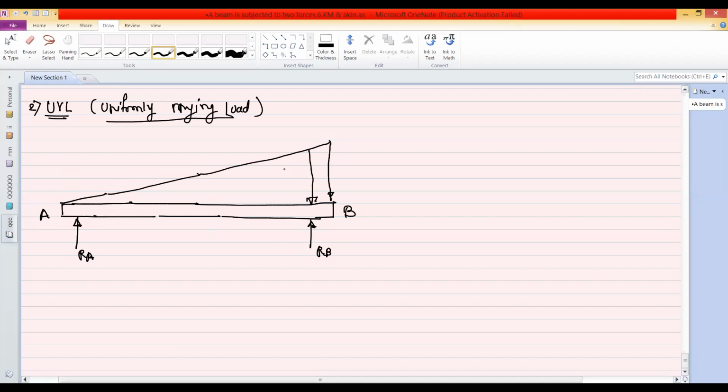So basically it is a force distribution. The only difference is this force distribution is varying in a linear manner from one point to the other point. So at point A, the intensity is 0. And this is the maximum intensity. So it is represented as W. Suppose this intensity is 50 Newton per meter. And the span of this complete beam is 5 meters.